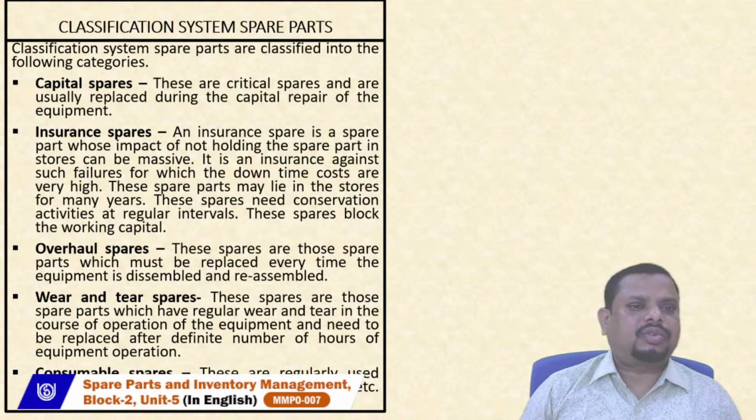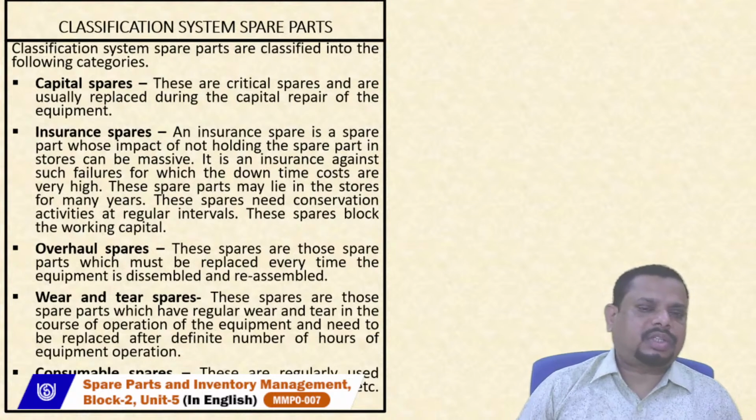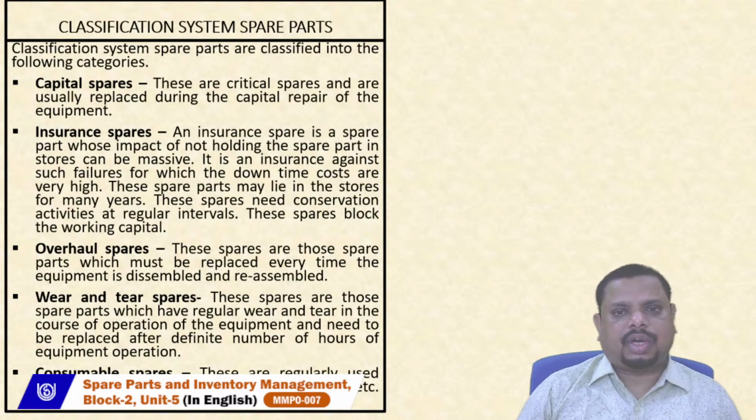So I repeat, the classification system of spare parts has five types. The first one is capital spares. The second one is insurance spares. The third one we have is overhaul spares. The fourth one we have is wear and tear spares, and the last one we have is consumable spares.